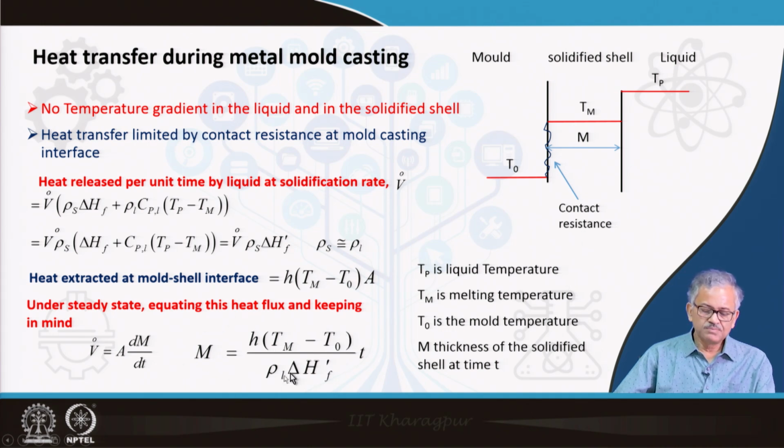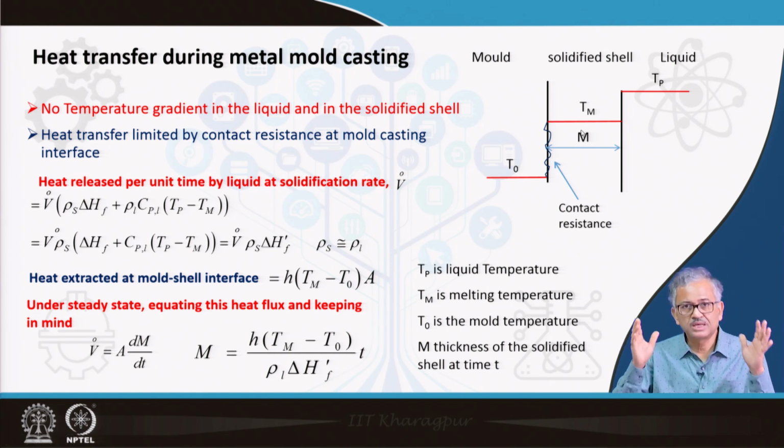You can simply get the instantaneous thickness of the metal at any time t, which is given by H into (Tm minus T naught) by rho L delta Hf prime, into t. So, this is the way you can calculate it. This is for a stationary metal mold casting, a batch process like ingot casting.